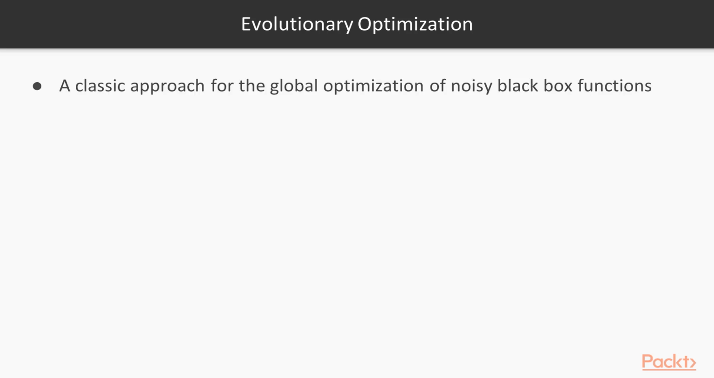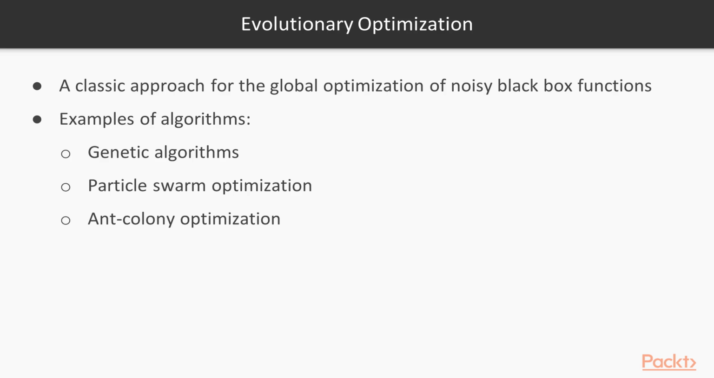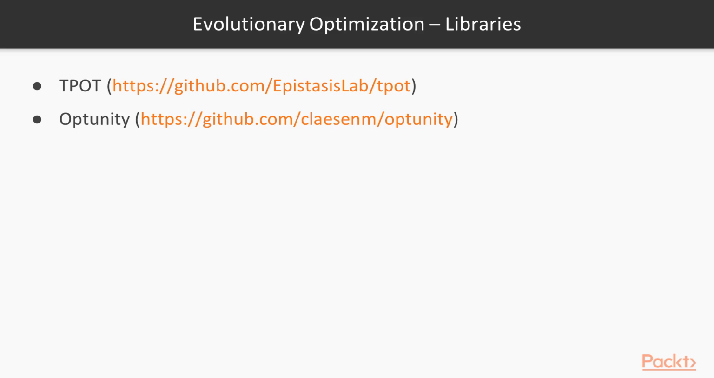Evolutionary optimization. It's a very classic approach for the global optimization of noisy black box functions. If you have ever done an operations research or computer science degree, you have probably been taught about these algorithms, such as genetic algorithms, particle swarm optimization, and ant colony optimization. TPOT is a very popular library that uses genetic algorithms in order to traverse through the hyperparameter space in a very smart way. I've used it. It's very efficient and easy to use. Optunity uses swarm intelligence to perform the same task.